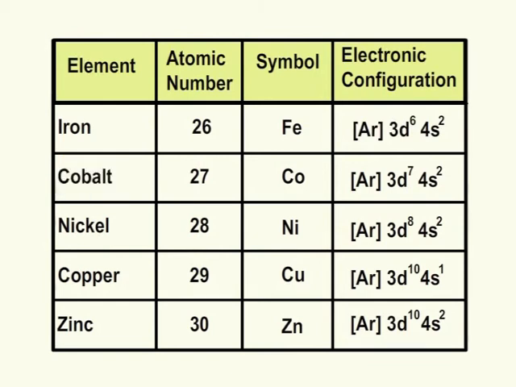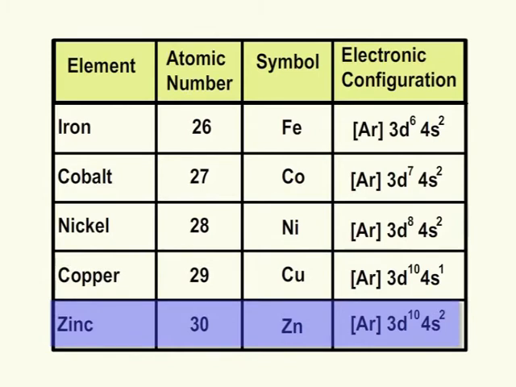Similarly, for cobalt and nickel. Atomic number of copper is 29. Its symbol is Cu. According to its electronic configuration, it has 1 electron in its outermost 4s orbital and 10 electrons in its penultimate 3d orbital. Its electronic configuration is exceptional.